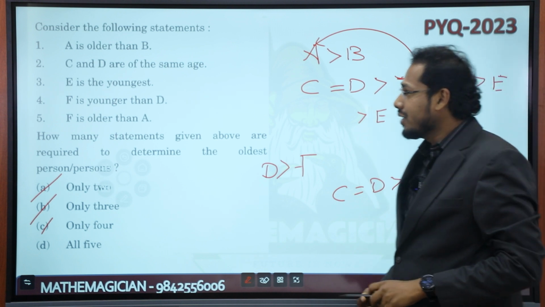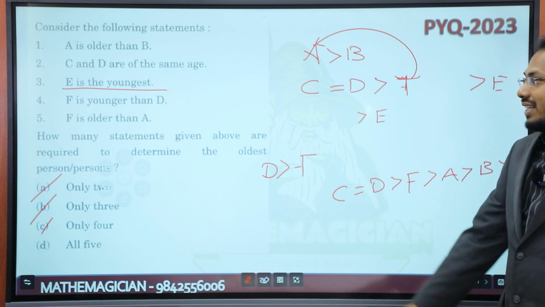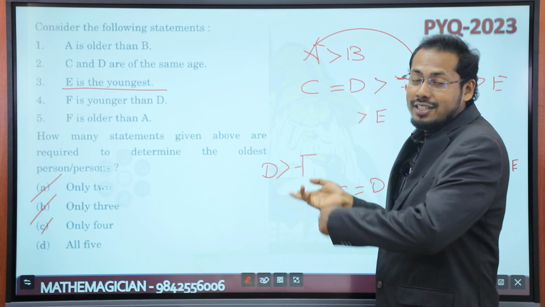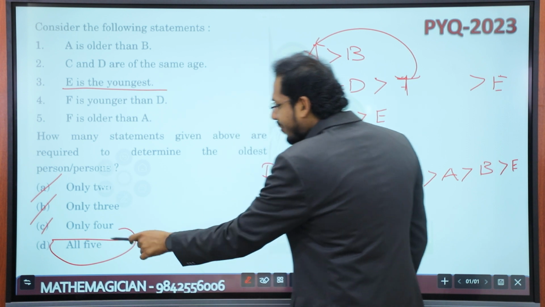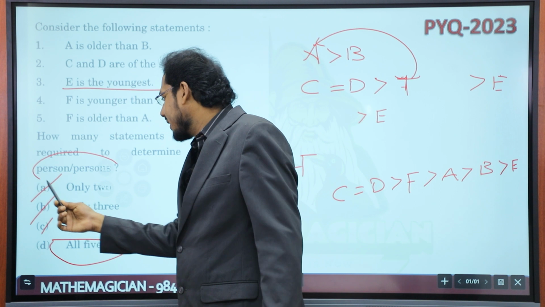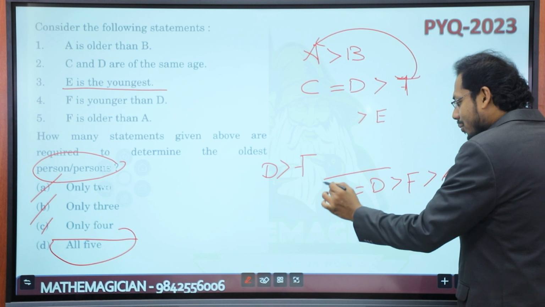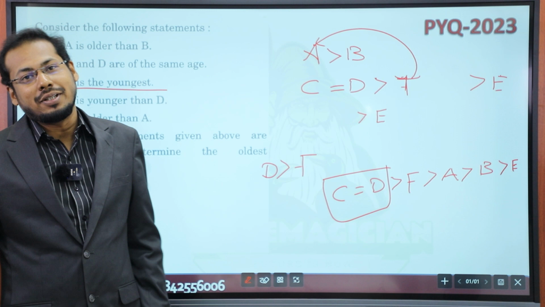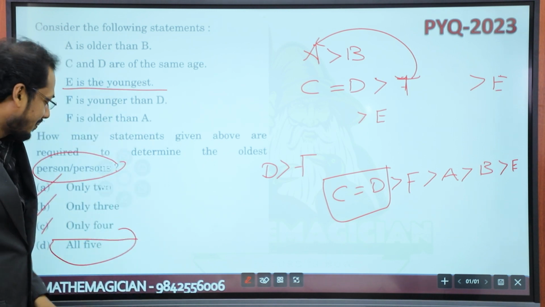Sometimes students ask me, sir, why do we need to take this E is the youngest? Without that also we can find. No. If they don't say E is the youngest, where should I write that E? Maybe E is also the oldest person. So that is also needed. All 5 are needed for getting the answer. And one more clue is they clearly say the oldest person or persons. That means there may be more than one. Yes, I got more than one. C and D are both the same age, so both C and D are the oldest persons. That is why they are using this word cleverly, right?